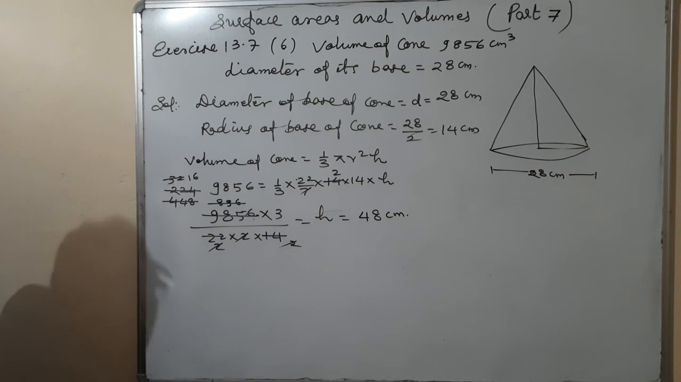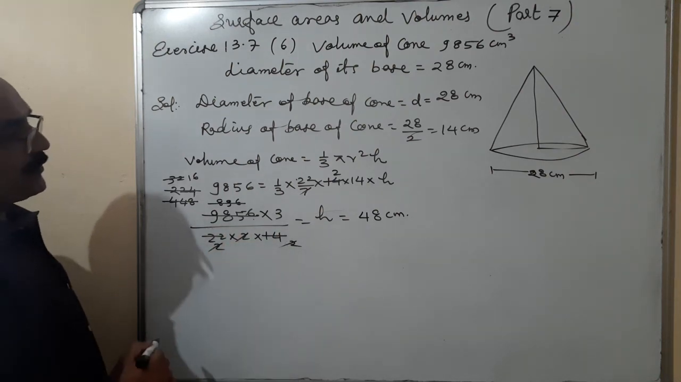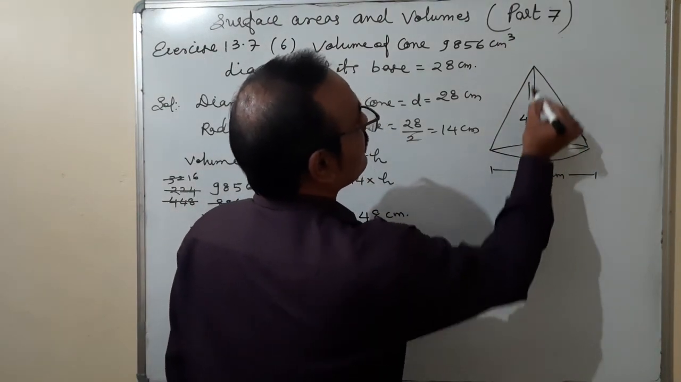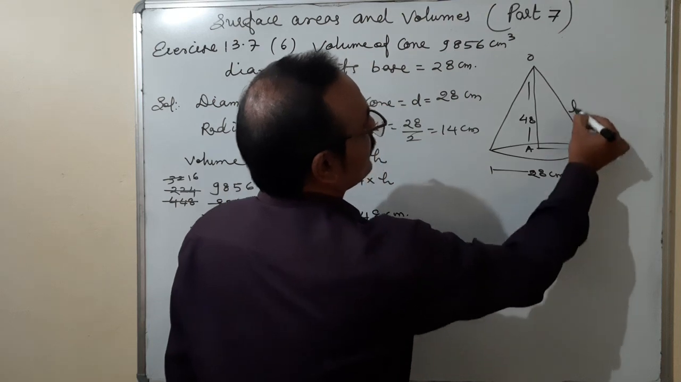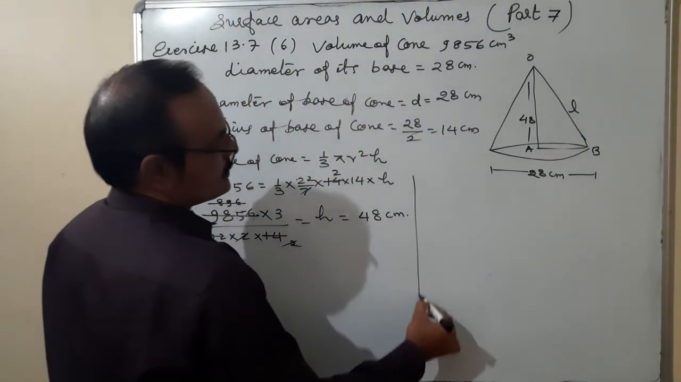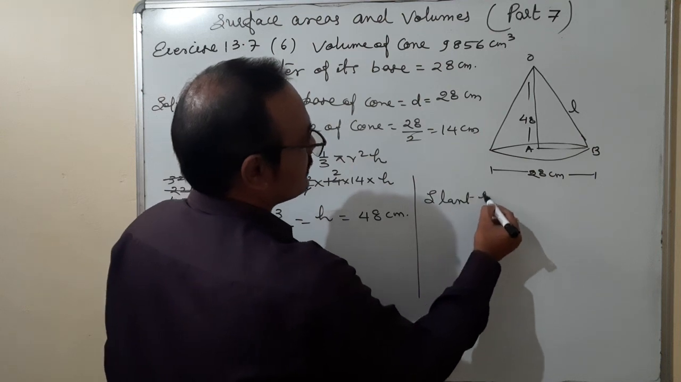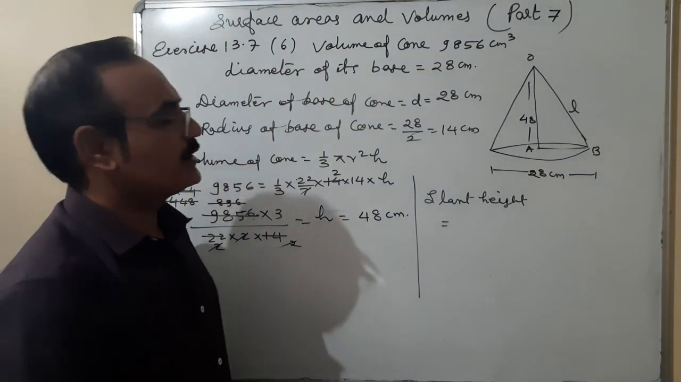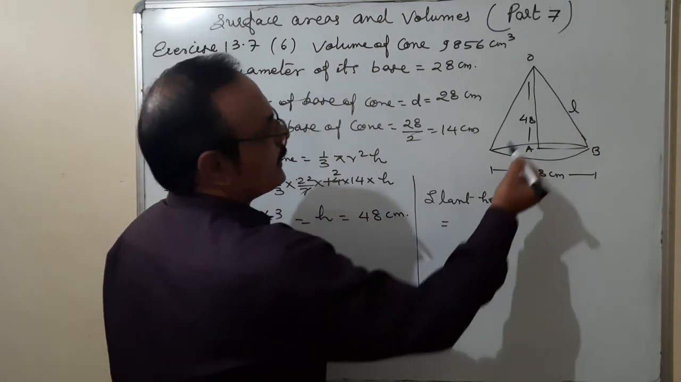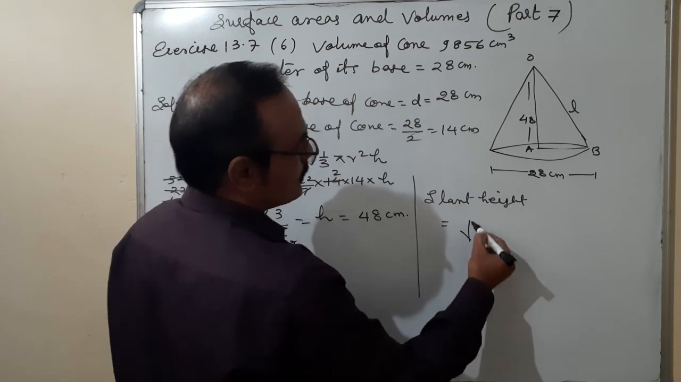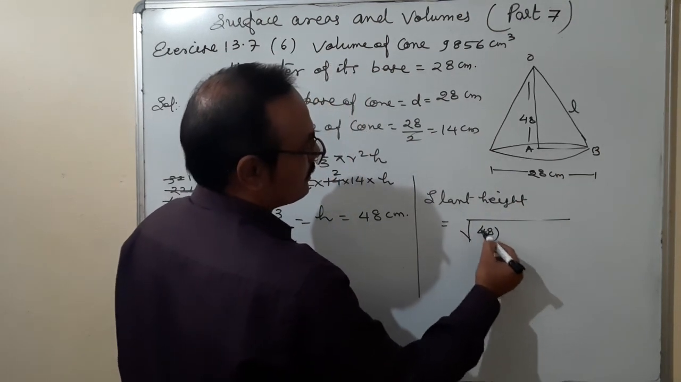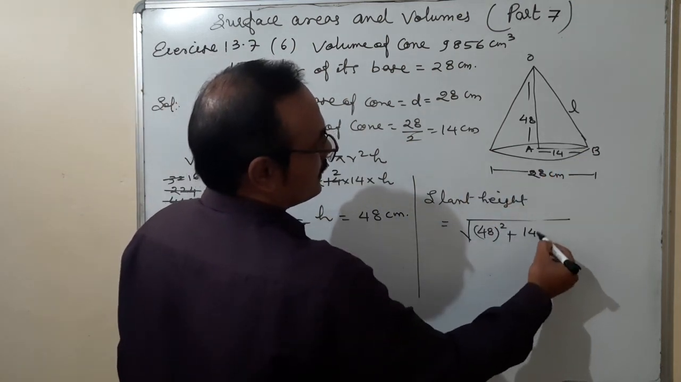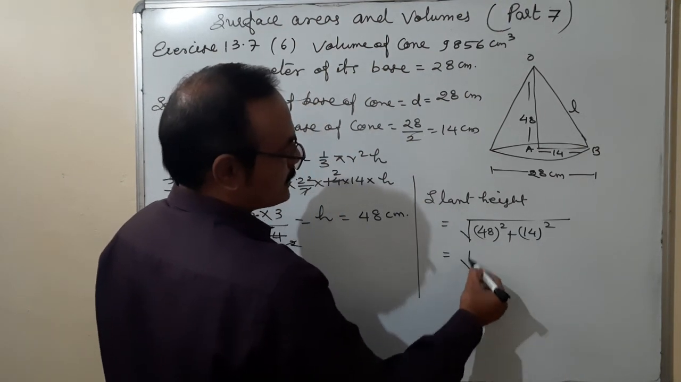It's okay. 48 centimeter. One thing we got. It is 48. Right. O, A, B. Now we are going to find the slant height. Slant height is equal to what to write here? L square is equal to h square plus r square. So I write here, slant height is equal to under root 48 square plus radius, this radius is 14 square. Okay. 48 square.